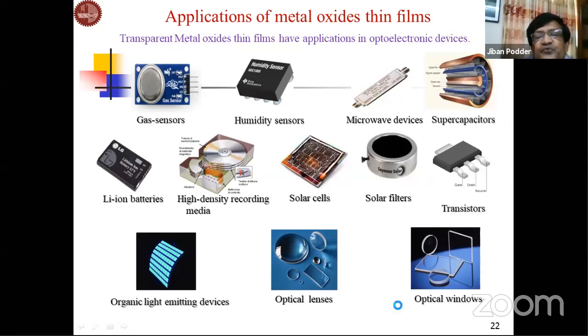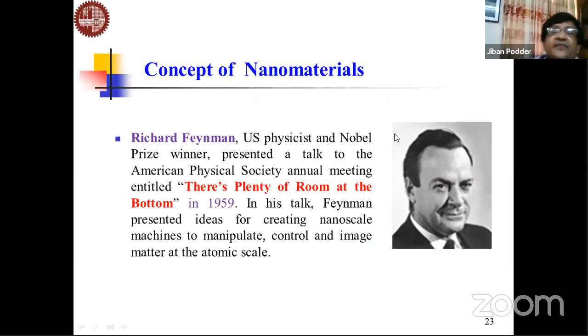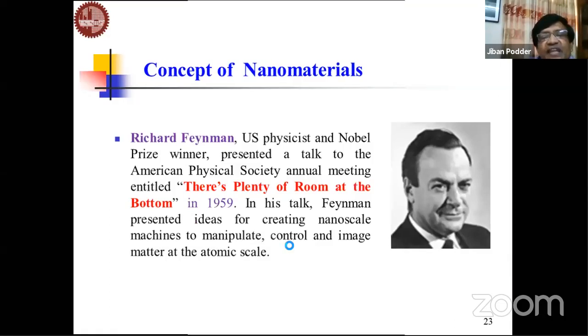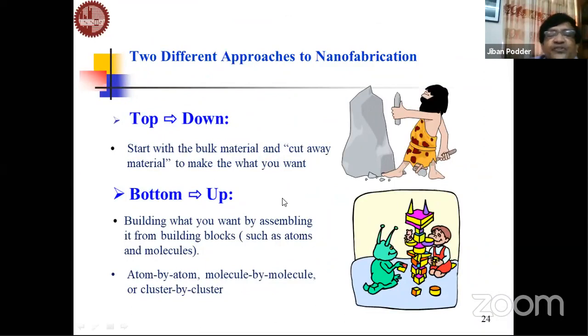This is the concept of nanoparticles and nanomaterials, given by Richard Feynman, the US physicist and Nobel Prize winner. When he was talking to the American Physical Society annual meeting in 1959, he said there is plenty of room at the bottom. In his presentation, Feynman gave ideas about creating nanoscale machines to manipulate, control, and image matter at the atomic scale. So then people started searching to produce nanomaterials.